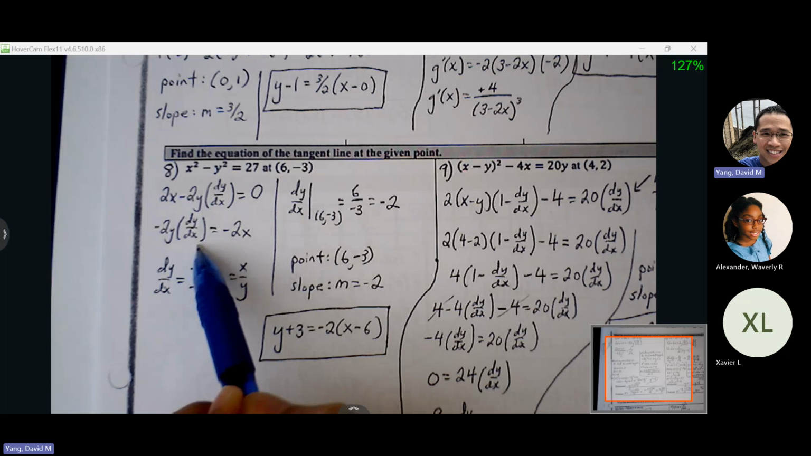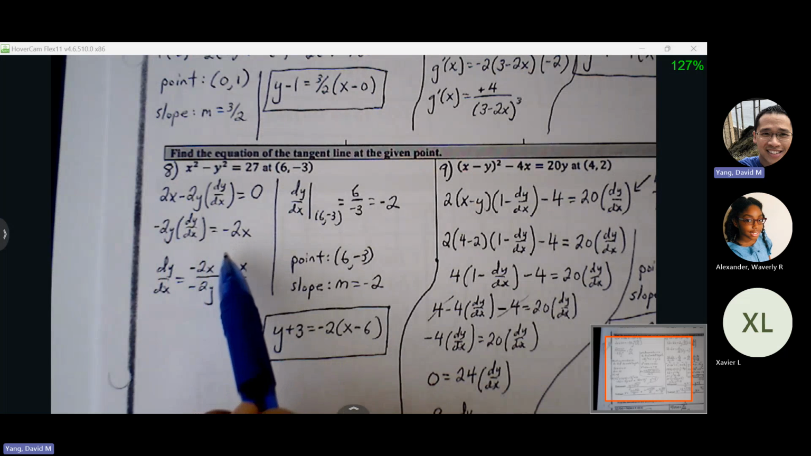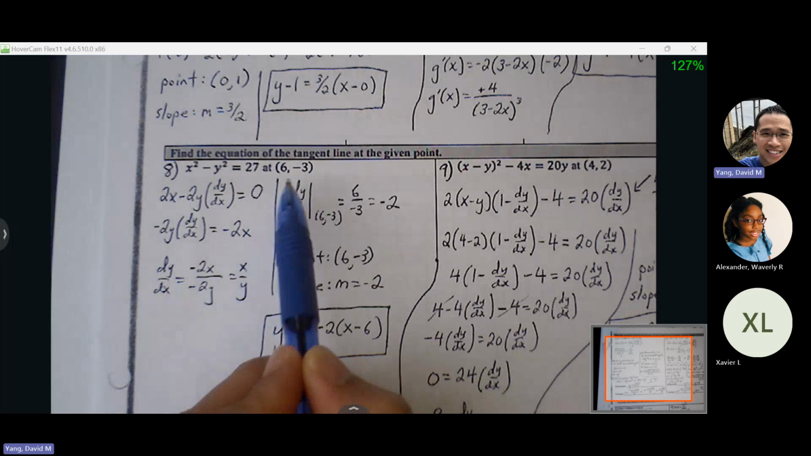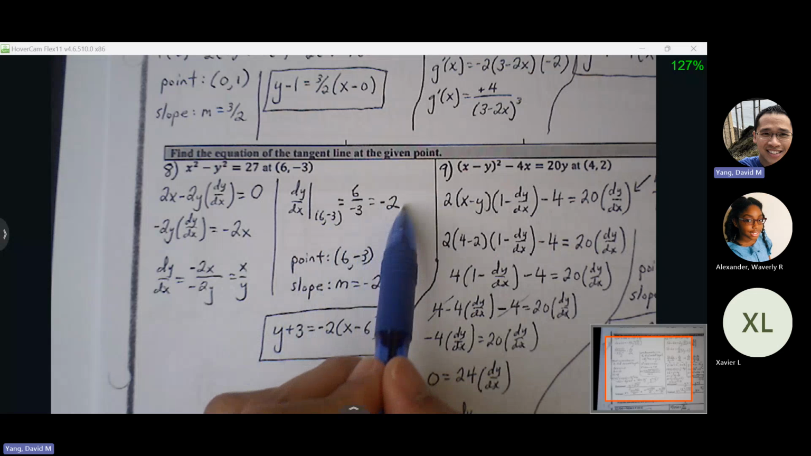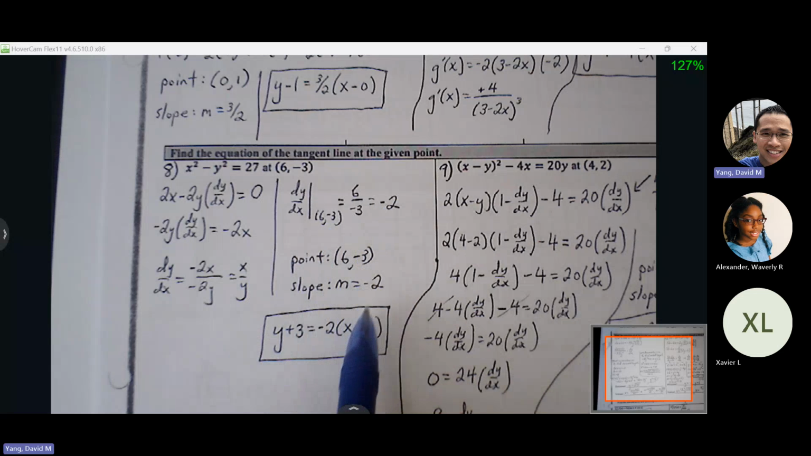Now I'm just trying to get dy dx by itself. Subtract 2x over to the other side. Divide both sides by 2y. I get negative x over y. This is my slope formula. So now I can plug in 6 for x, -3 for y to get to my slope. So I have my ordered pair, my slope, and now point slope form.